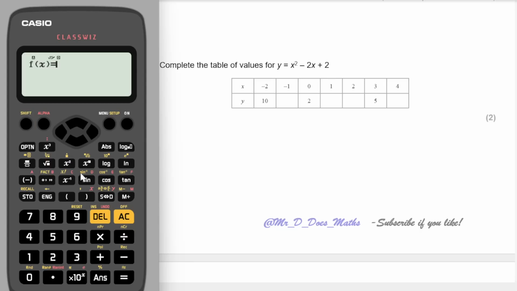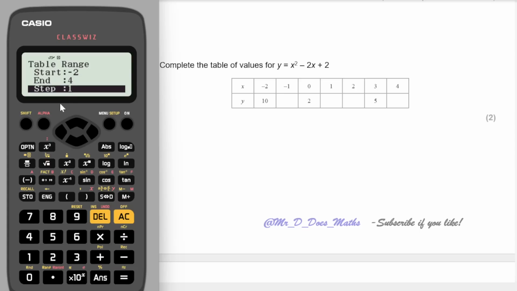So I type it in as alpha, that's x squared, -2x, so -2 alpha x plus 2. I'll be given the option of entering another function. I don't want to enter a second function, so I just leave that blank, press equals, and then it tells me where do you want to start, where do you want to end, and what steps do you want to go in. Well, my table starts at -2, so I type in -2, and my table ends at 4.